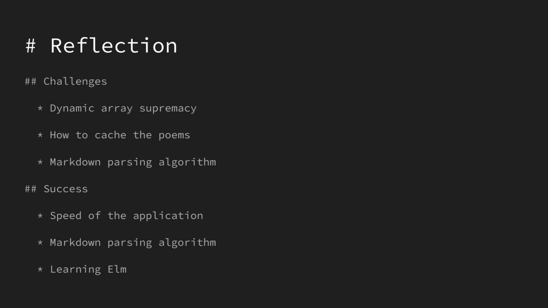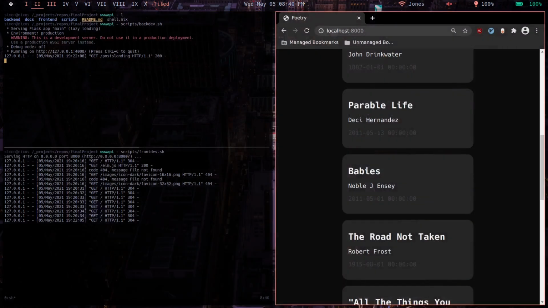The successes in this project would be the speed of the application. Honestly, I would consider it pretty fast. The markdown parsing algorithm was a major accomplishment. I felt pretty good about that. And learning Elm was a really big accomplishment as well, because I hadn't ever touched the language until 2 weeks ago, and I made a web app in it, which is impressive for me because I feel like I'm a slow learner. So that is all that I have as far as the technical review of this project. I will now give you a demo.